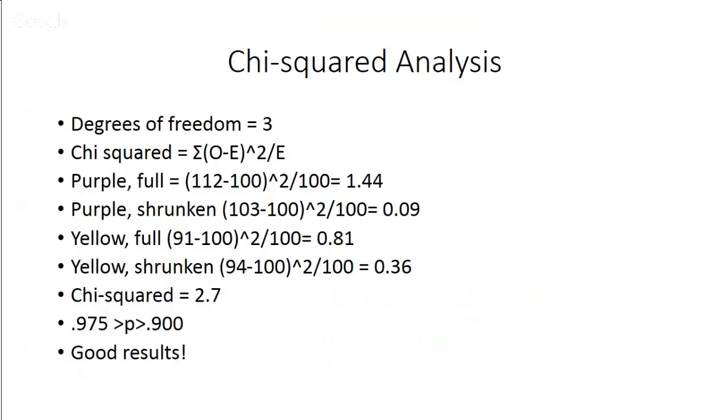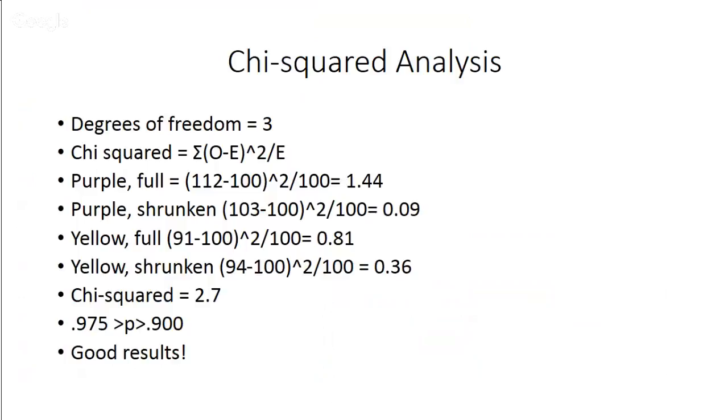For the purple and full, we had an observed of 112. We expected 100. Square it and then divide by 100. That's going to give us our chi-squared value. Repeat that process for the remaining 3 phenotypes, and then we add them together, and we find out our chi-squared is 2.7. So if you look on the p-value chart, you use your degrees of freedom, and you find where your p-value is.